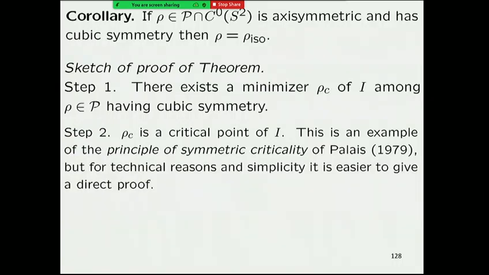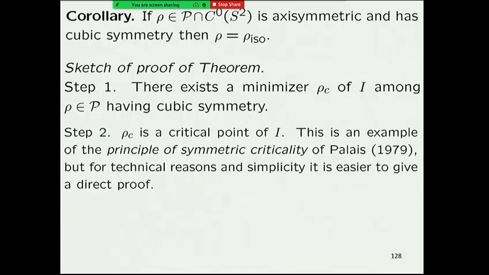So then you have to show that this minimizer rho c is a critical point of I. So that's not obvious because you've got this constraint, but it's a sort of example of the principle of symmetric criticality of Palais. But it's easier to sort of do it directly.